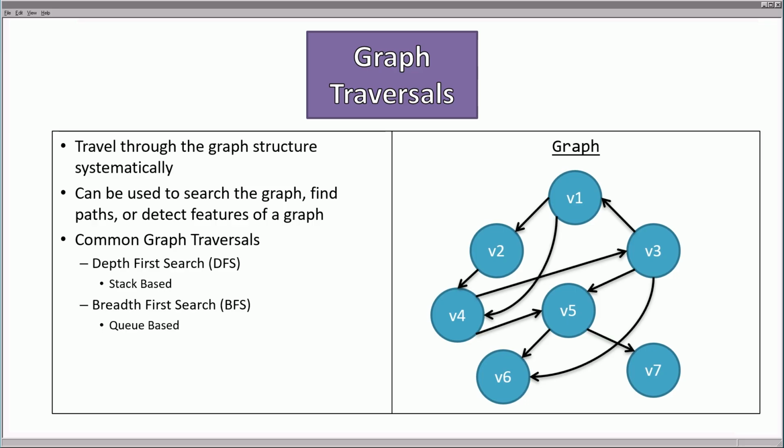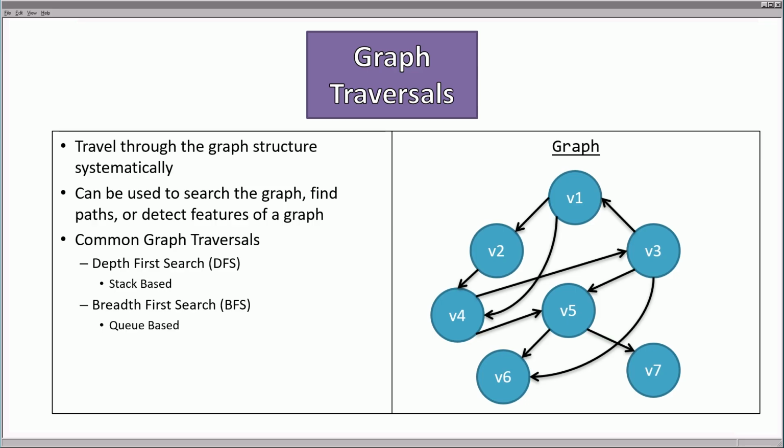One important function in a graph is being able to travel through that graph structure systematically. This is commonly referred to as a traversal. Traversals can be used to search the graph, find paths, or detect features of a graph such as cycles. Now there are some common graph traversals. One of them is called depth first search, DFS, and it is based on a stack. The other one is called breadth first search, BFS, and it's based on a queue.